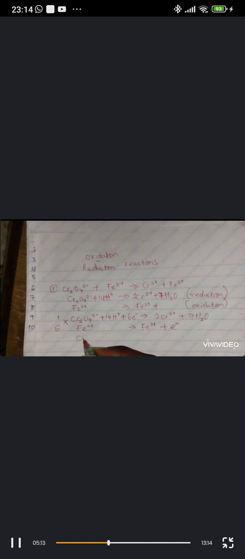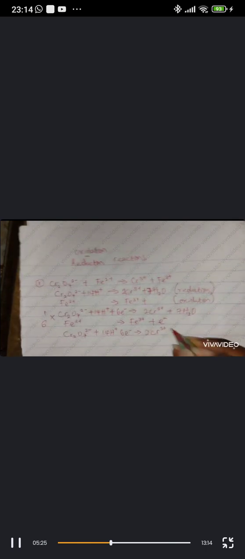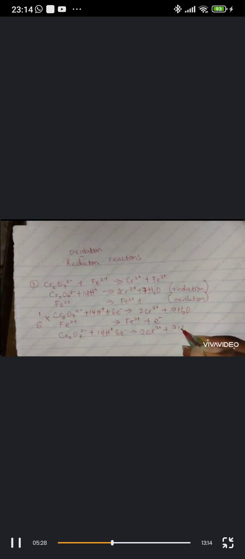So the next one is now match numbers of electrons. Match numbers of electrons just simply means cross multiply. So when you cross multiply, this side you have 1 here, so you are multiplying everything here with 1. You have how many here? 6. You are multiplying everything here by 6. So if I should do that, I'll be having Cr2O7 2 minus plus 14H plus plus 6e minus to give me 2Cr3 plus plus 7H2O.